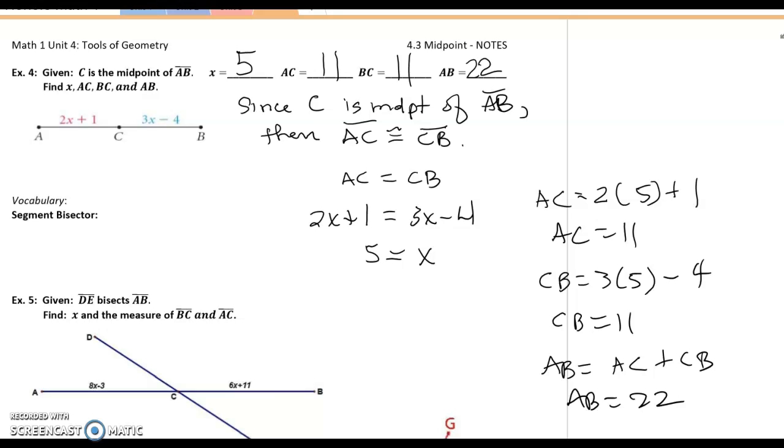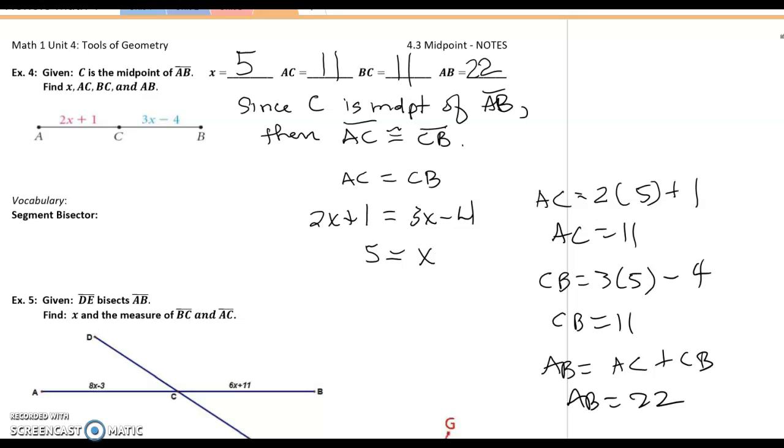All right, so again, here off to the side, showing you all the work, which you need to make sure you're doing on quizzes and tests. Trying to find the length of AC. We're plugging 5 in for x into that expression for AC. We get AC is equal to 11.